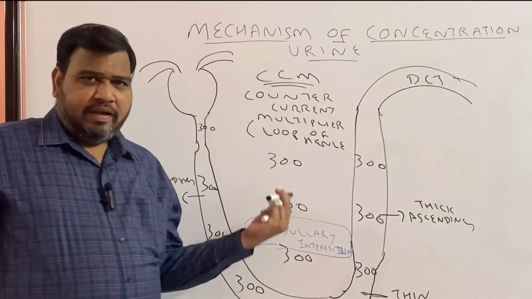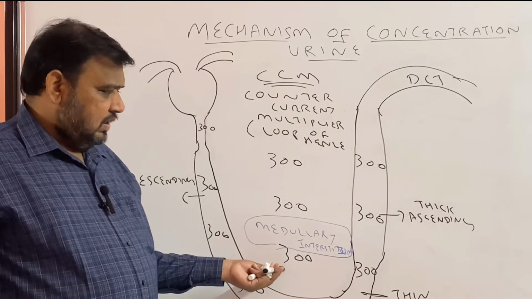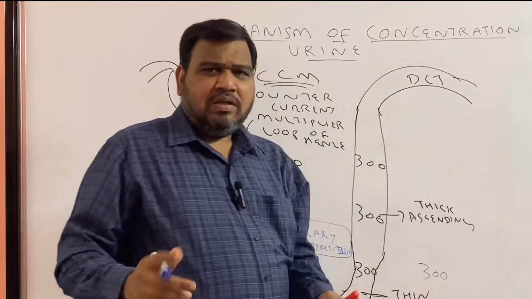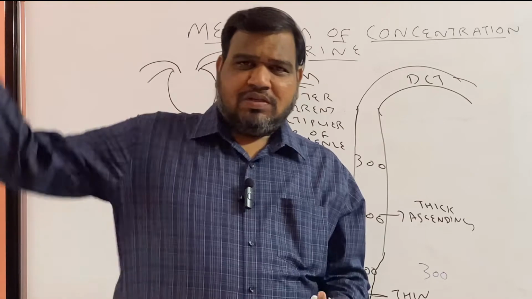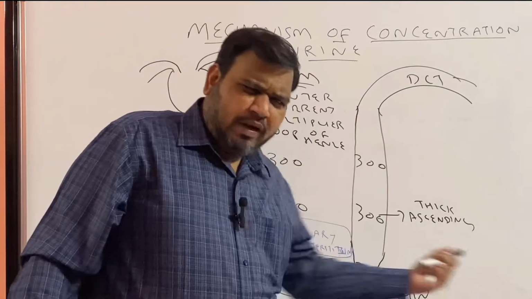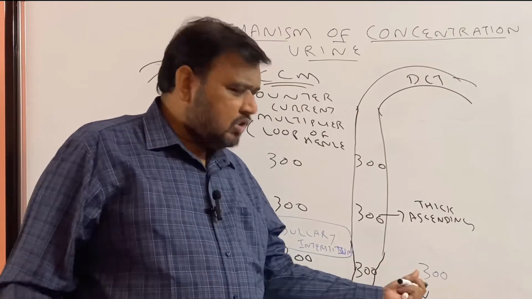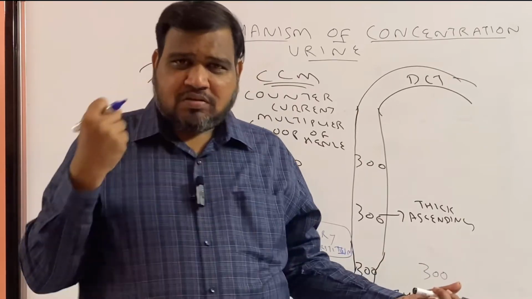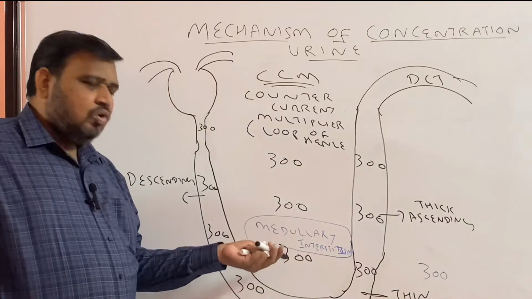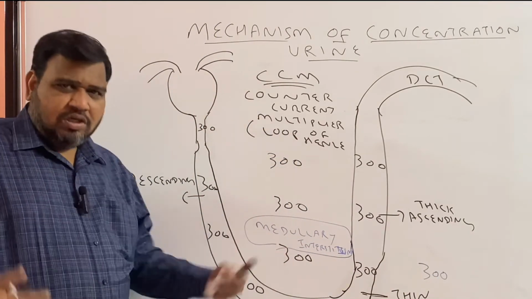So according to this diagram now, the medullary interstitium is 300. So here also it will be 300. Now imagine if I want the concentrated urine, which I was telling in the starting of the lecture. Will I be able to absorb as much water as possible? No, because the osmotic gradient, the process of osmosis, is getting affected. So I want this 300 to be converted to 1200. That's what we are going to discuss.